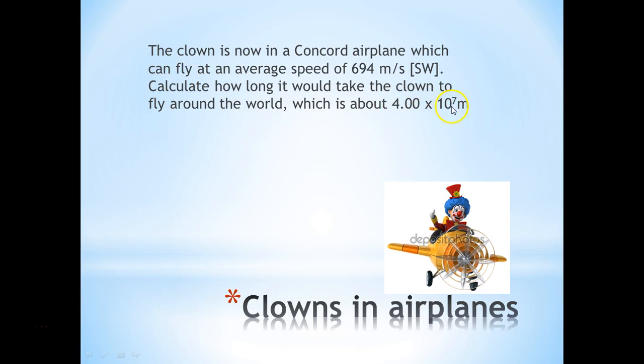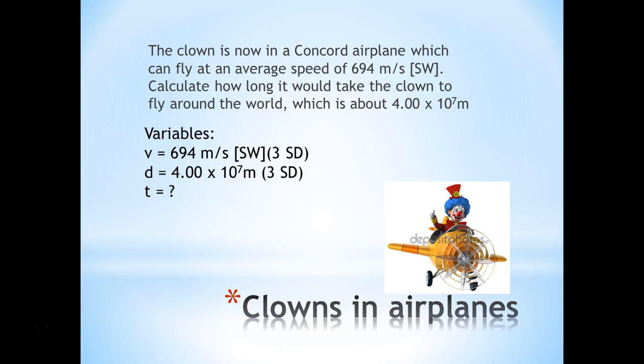This means a very big number, right? That 7 means that you're going to move this decimal place over 7 times. So it's a huge number, but the world's a pretty big place, so that makes sense. So what do I know? I know my velocity, has my direction there, and I have 3 significant digits in the velocity. Distance is going to be 4.00 times 10 to the 7 meters. This one also has 3 significant digits because we just look at these numbers, not these numbers. So these zeros count, but remember if it was before the decimal to the left side of the decimal, they would not count.